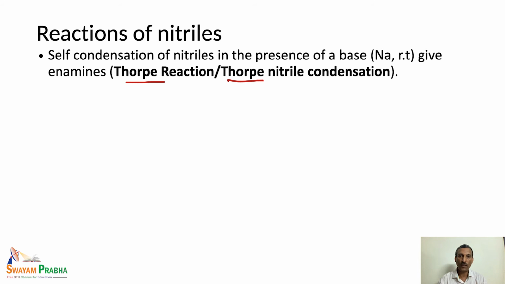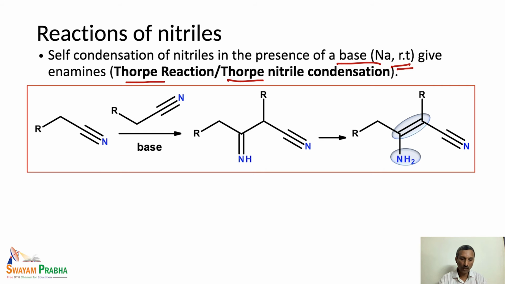The next one is an important reaction, the Thorpe nitrile condensation reaction or Thorpe reaction. This is basically the self condensation of nitriles in the presence of a base, especially sodium, at room temperature to give enamines. So, we have a self condensation happening. Whenever a nitrile has to undergo self condensation, we do need a carbon with an alpha hydrogen atom. The strong base, that is sodium here, abstracts this proton, and then we end up with the imino derivative, and this is converted to enamine. See, this is our enamine.